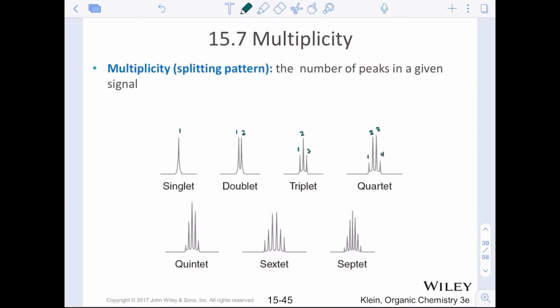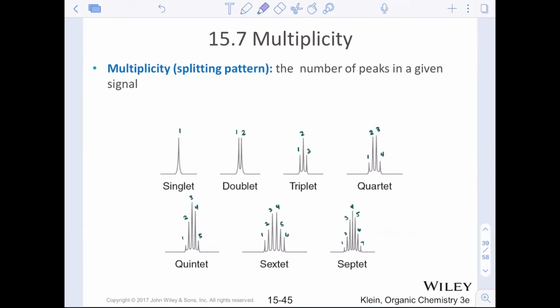Notice the symmetry as well with these peaks and how they look. A quintet would be 5. A sextet, 6. And a septet, 7. That's as far as we're going to go up. You can also call something a multiplet if it gets past, probably 5. A multiplet just means there's a bunch of stuff going on, a bunch of peaks.